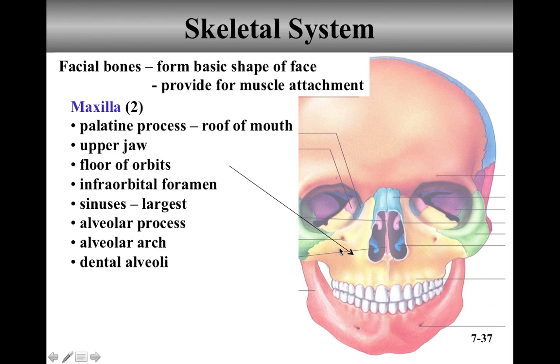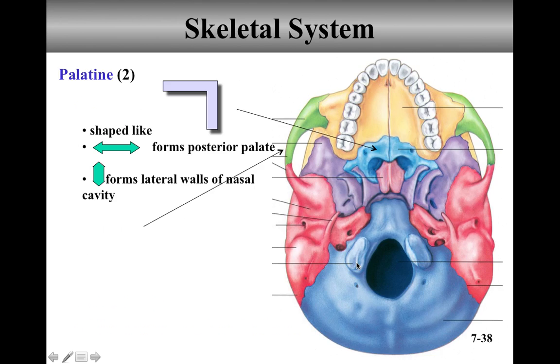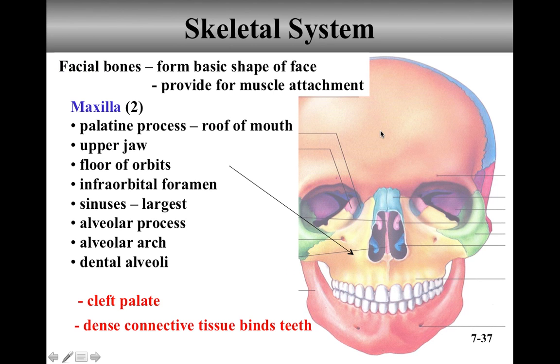So the maxilla has a palatine process, which is the roof of your mouth. And you can't get a good view of that here. Let's see if we can't get it here. This is better. Okay. That palatine process is right here. That's the palatine process of the maxilla. So where the maxilla meets the palatine bone is the palatine process of the maxilla. So that's one structure you're going to want to know.